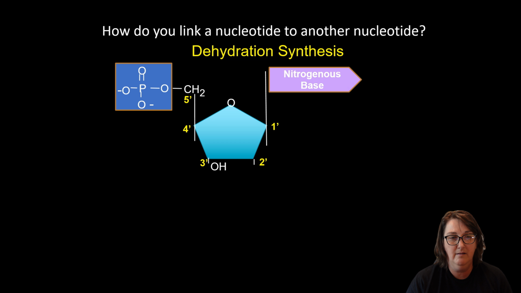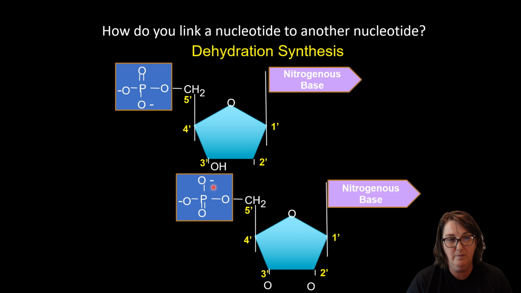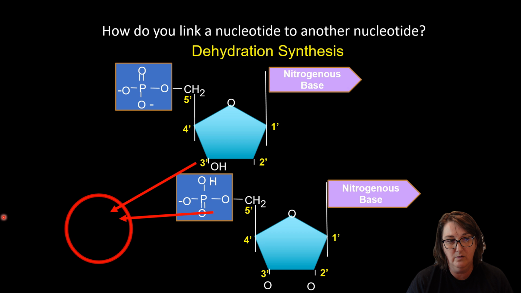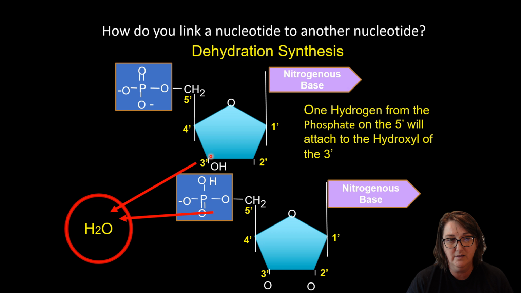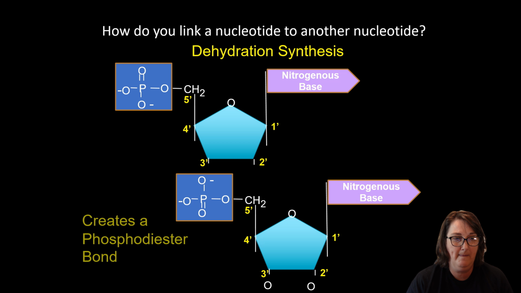So again, this 3rd carbon is the one I want to look at. That's where I'm going to bring in my phosphate group. This is going to have a hydrogen on there. That hydrogen is going to pull with this hydroxyl group, and then water is going to get pulled out. Then I'm going to have a phosphodiester bond for those. Okay.